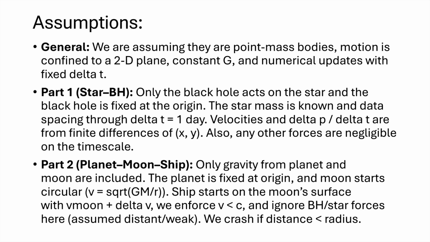Part 2, only gravity from planet and moon are included. The planet is fixed at origin, and the moon starts circular, v equals the square root of GM upon r. The ship starts on the moon's surface with v moon plus delta v. We enforce velocities less than the speed of light and ignore black hole or star forces here, assumed distant or weak. We crash if the distance is less than the radius.